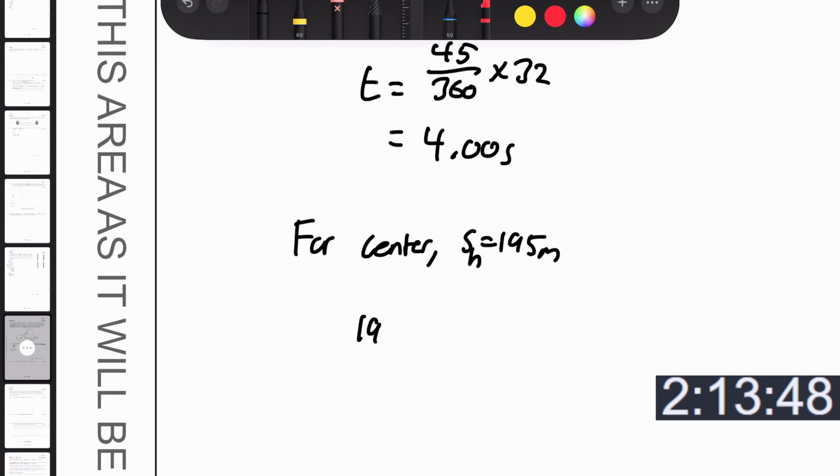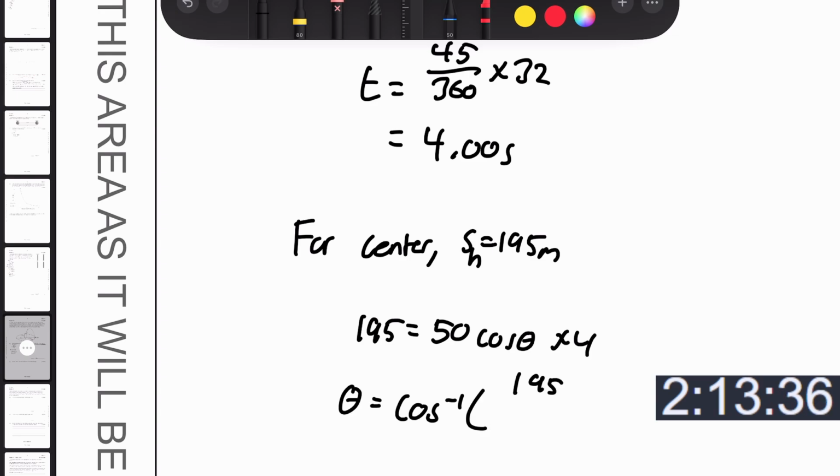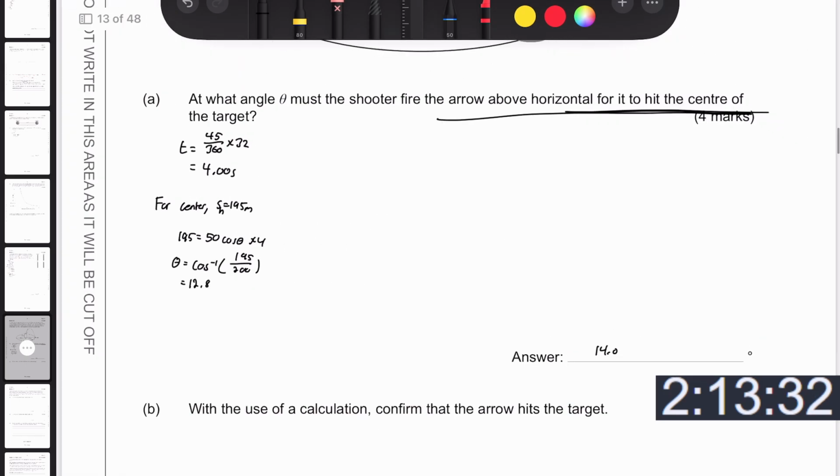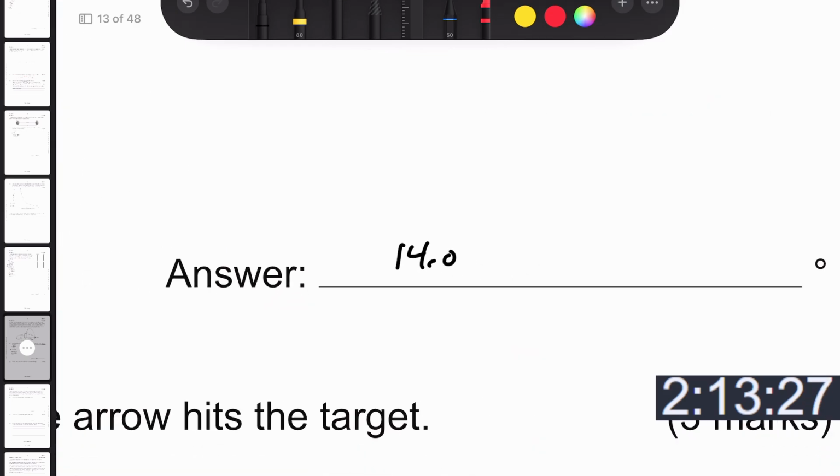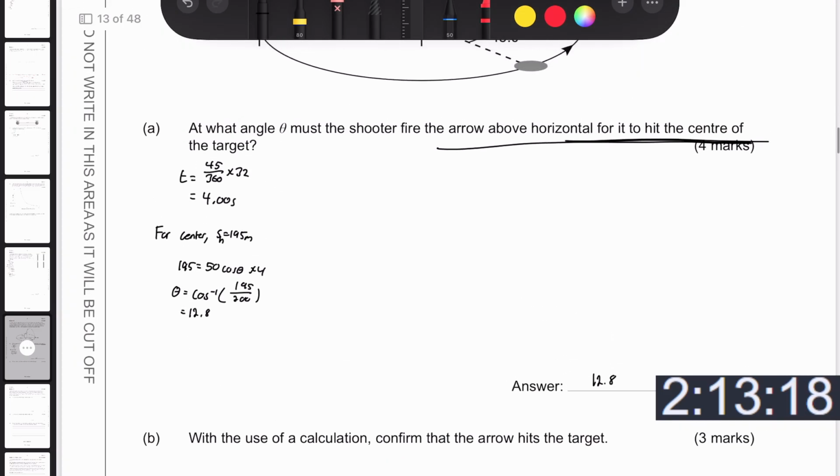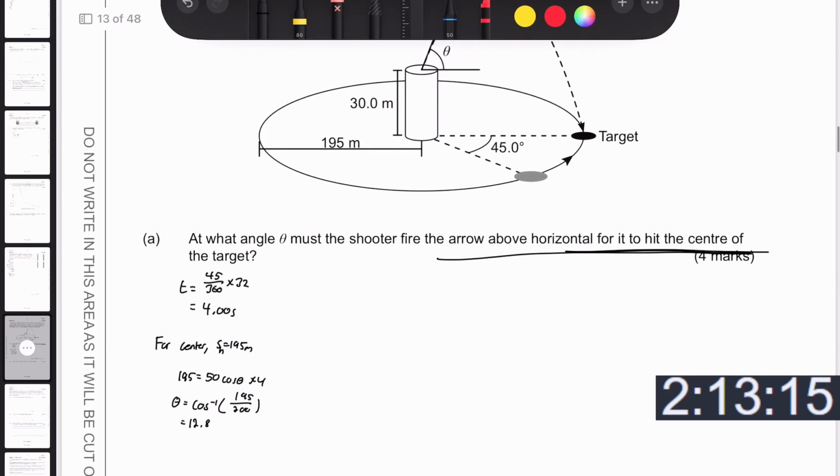That's horizontal. So this is equal to 50 cosine of theta times 4. So then theta is inverse cosine of 195 on 200, which is 12.8. Calculation confirms that the arrow hits the target.